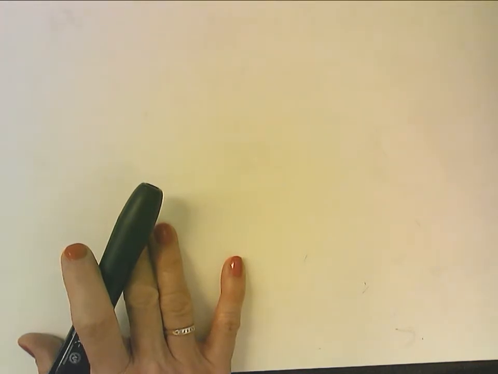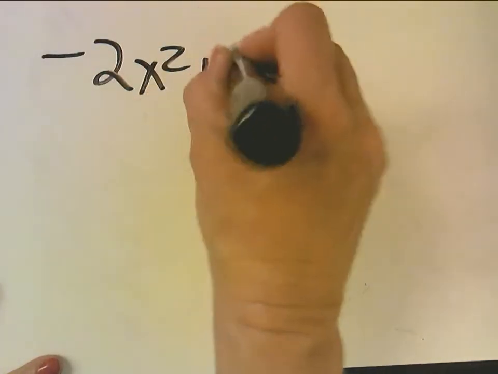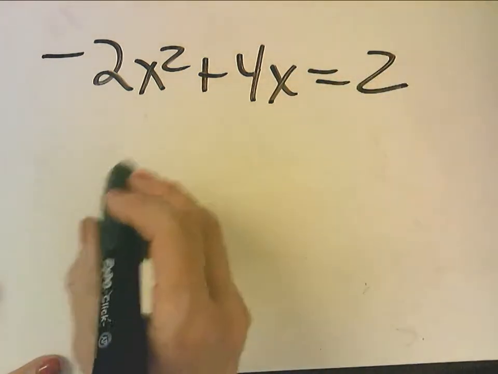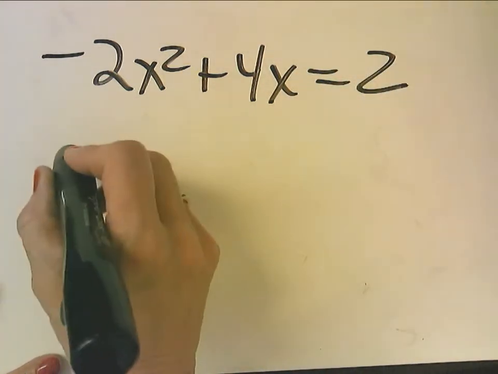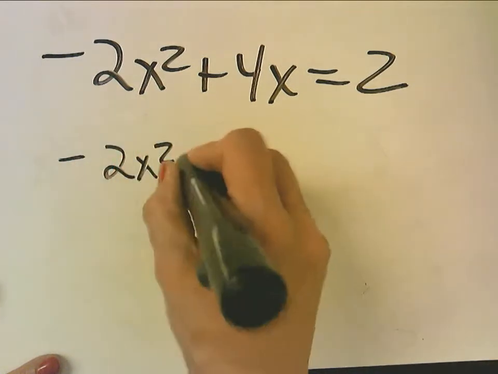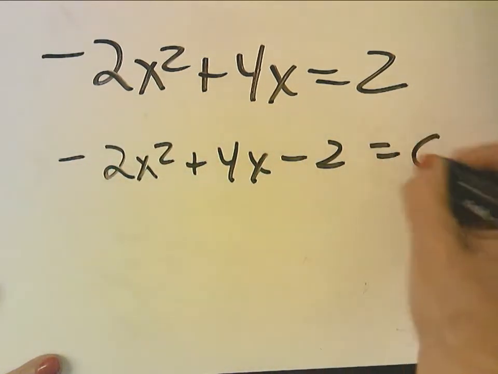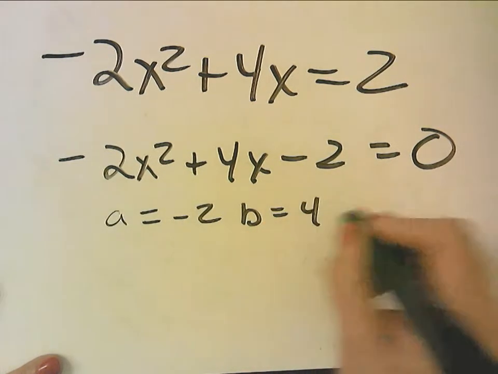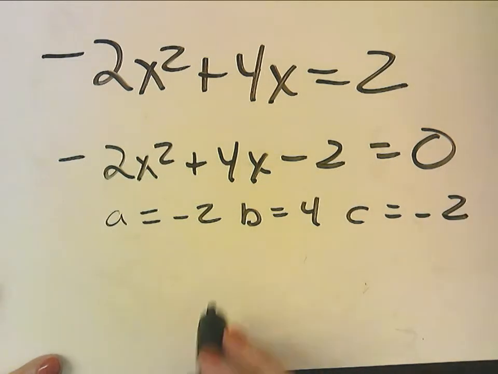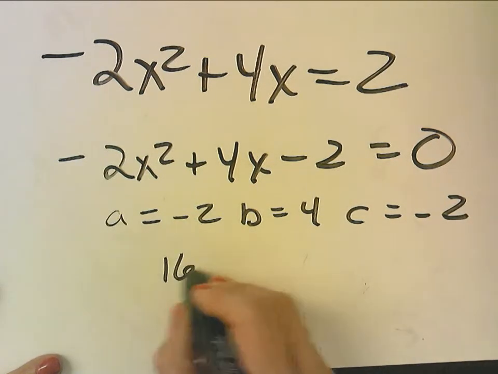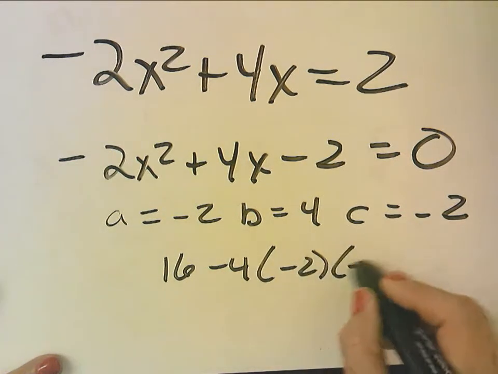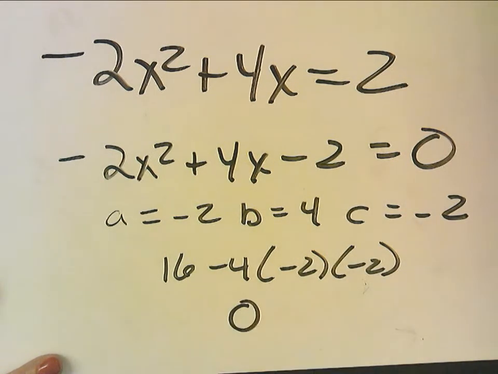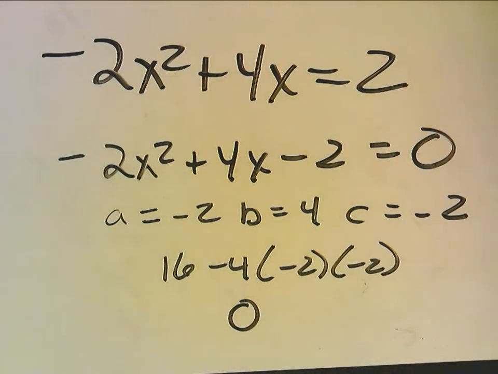Now, the next problem says find the number of solutions, and it gives an equation: negative 2x squared plus 4x equals 2. So the first thing I do is put this into standard form: negative 2x squared plus 4x minus 2 equals 0. For the discriminant, a is negative 2, b is 4, c is negative 2. And b squared is 16 minus 4 times negative 2 times negative 2. That ends up being 0, so this is going to have one solution.